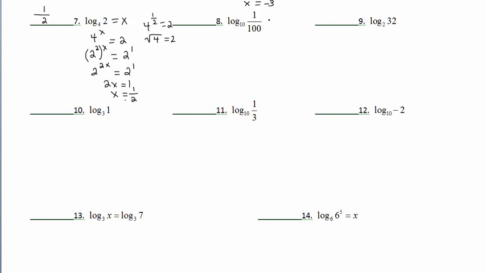Okay, problem number 8. 10 to what power is 1 over 100? Well, I know 10 squared is 100, but if 100 is in the denominator, it can't be 10 to the 2. It has to be 10 to the negative 2. My work will support that.